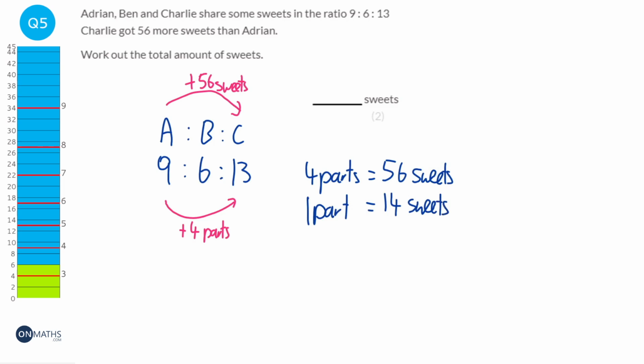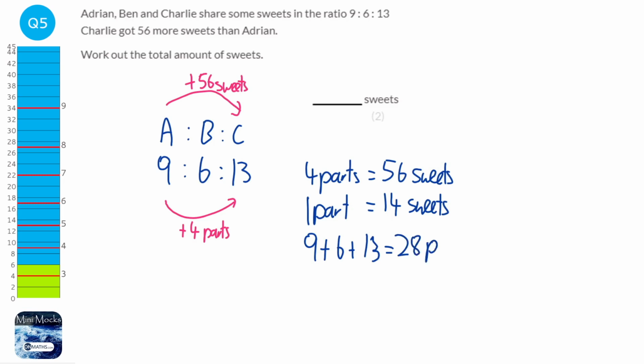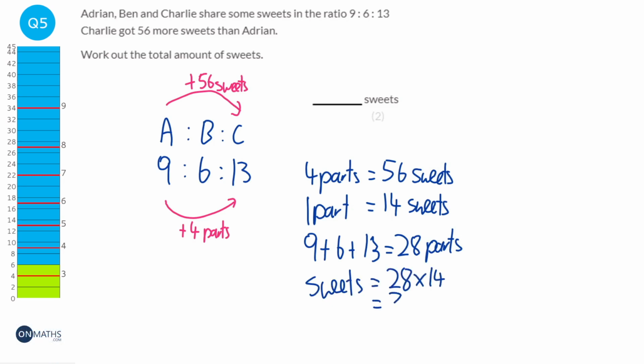So all we need to do now is work out how many parts there are. Well, there are 9 plus 6 plus 13 parts, which is 28. And each part is worth 14 sweets. So the total number of sweets will be 28 times 14, and 28 times 14 is 392.